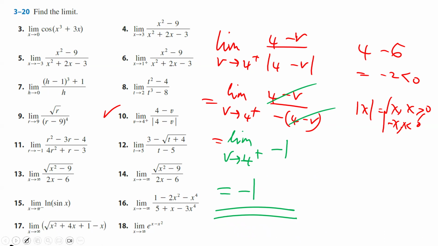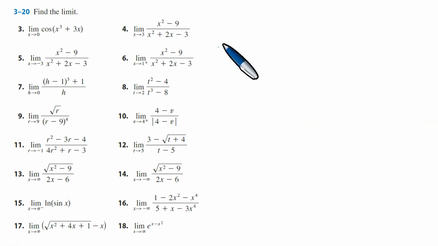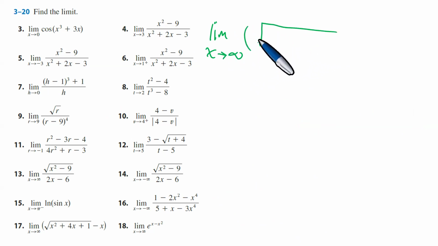Can you try number 17? Number 17 is the limit as x approaches infinity of the square root of x squared plus 4x plus 1, minus x.